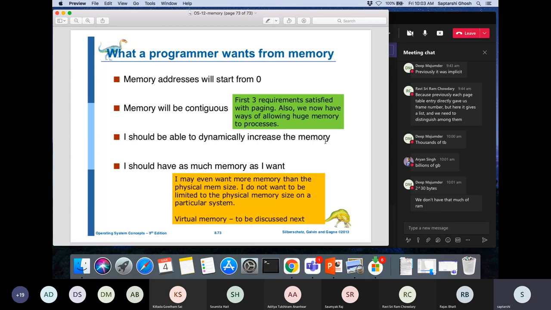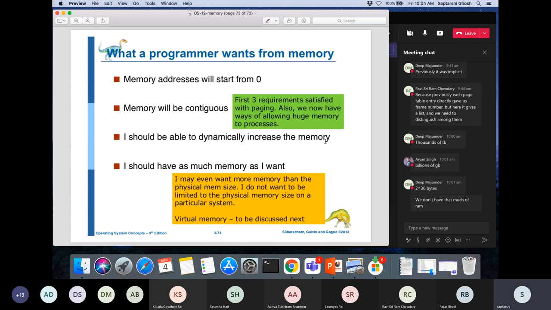So the idea is this: suppose you have developed a program on the IIT Kharagpur department server, which has, let's say, 1 TB of RAM. Fine, you have developed your program, which requires a huge amount of memory. But now the same program you want to run on your laptop or desktop. Clearly that does not have 1 TB of RAM. Maybe that has 8 GB or 32 GB of RAM.